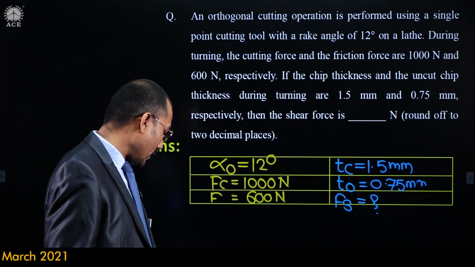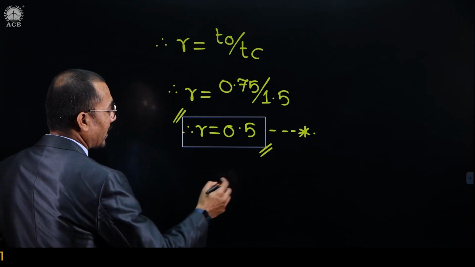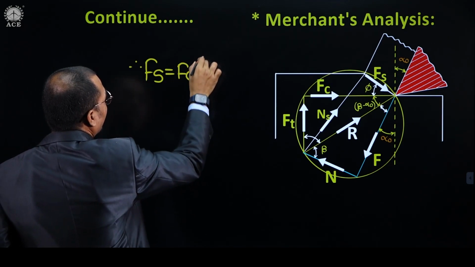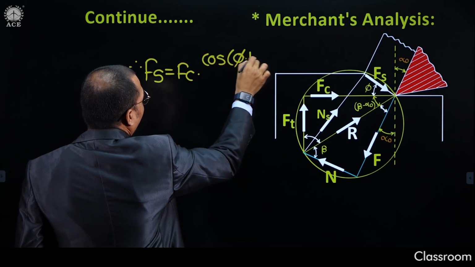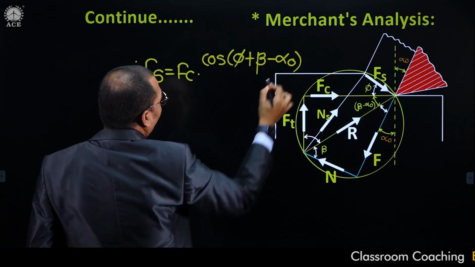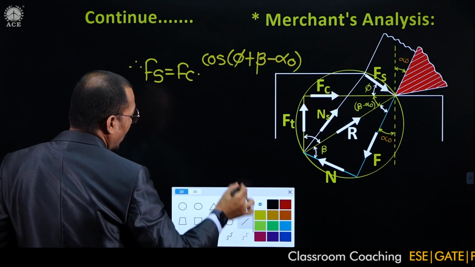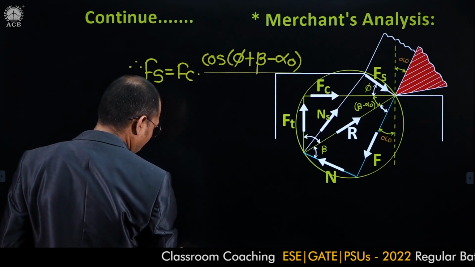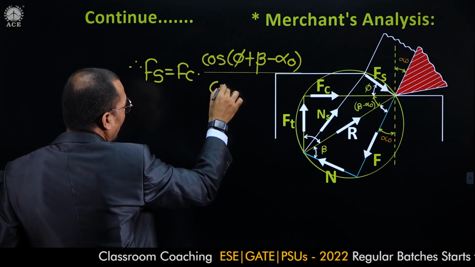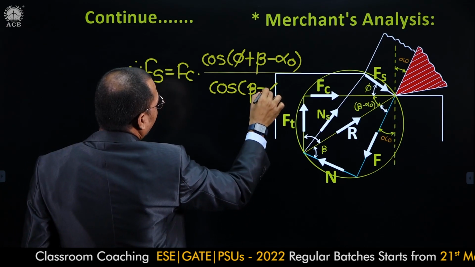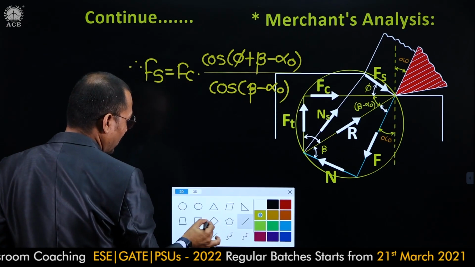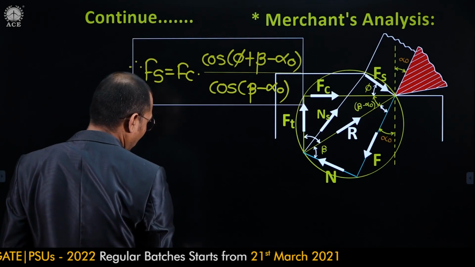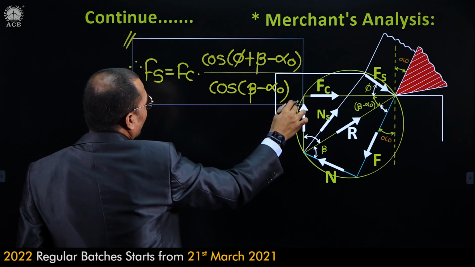So, from here I can say one relation: shear force Fs is exactly equal to Fc into cos of (phi plus beta minus alpha 0) divided by cos of (beta minus alpha 0). This is one way. Multiple ways are there; out of the multiple ways, we are discussing one way to calculate it. So, this is the formula for shear force.